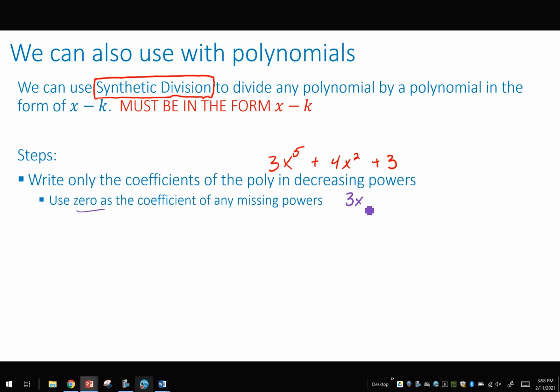So this is 3x to the fifth plus 0x to the fourth. We want to account for that fourth, plus 0x cubed plus 4x squared plus 3. So adding in these zeros is important. We need these placeholders.